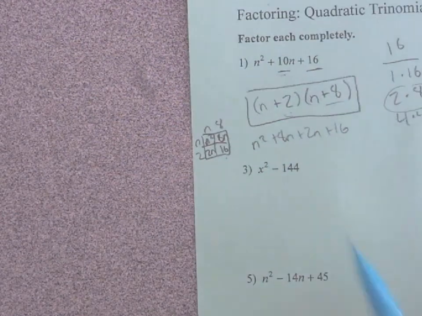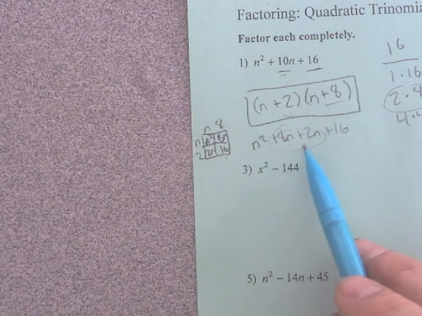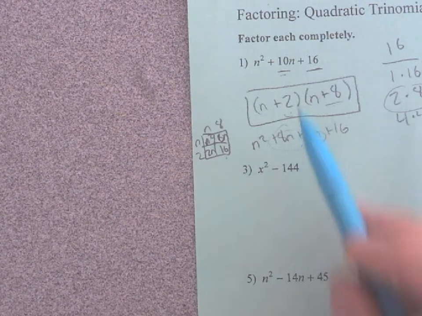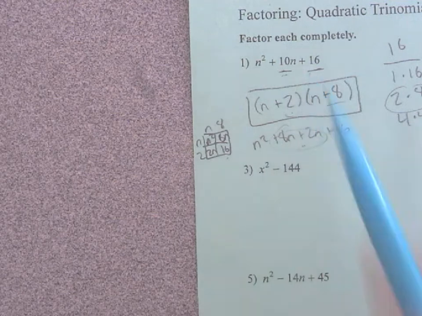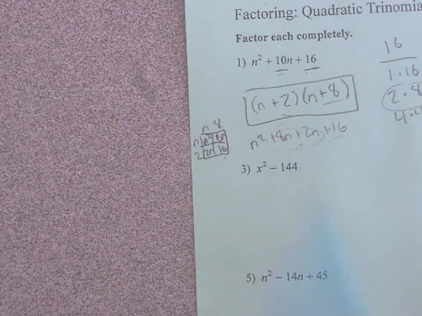So now you can see, oh yeah, these two are going to combine. When I combine these like terms, I'm going to get a 10n, and when I multiplied them, I got a 16. Okay, so this isn't the answer. This is just checking the answer.